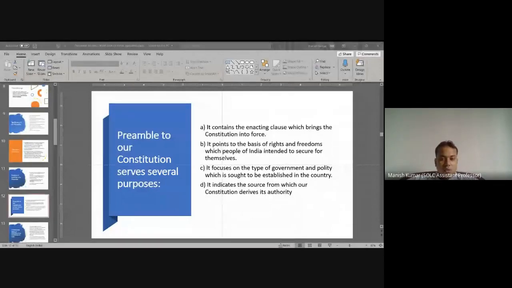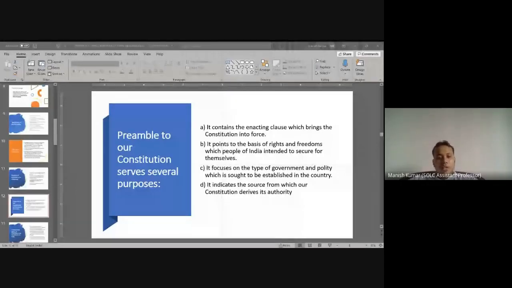Sovereign, secular, democratic republic. The objectives and economic goals which the Indian polity has intended to establish are stated in the preamble. These are social, economic, and political justice. Which kind of justice is the preamble talking about? Social justice, economic justice, political justice. We'll explain all these terms one by one.